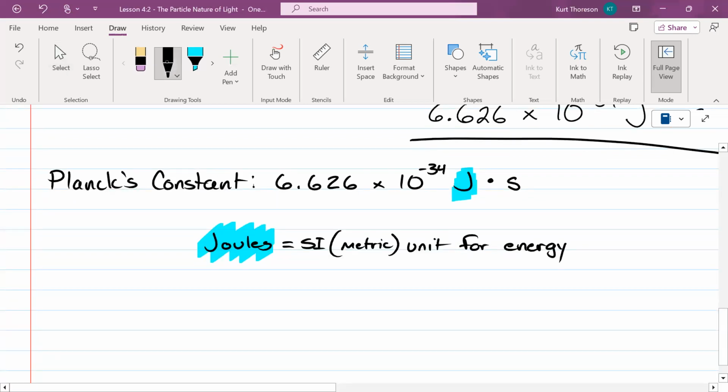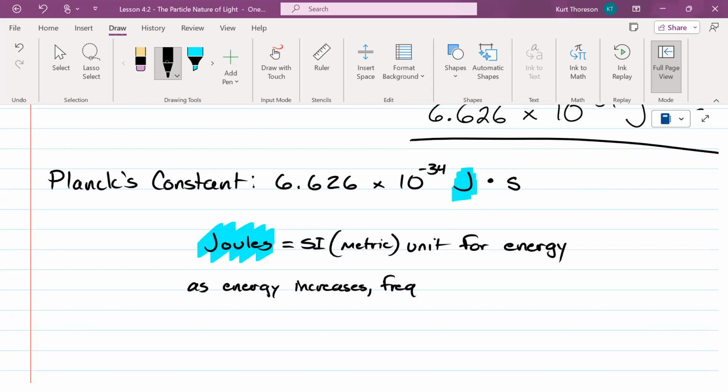Now, the relationship that joules has with frequency is direct. So as energy increases, frequency increases. So the words energy and frequency can be interchangeable. The frequency of gamma rays is very powerful. So gamma rays have a lot of energy. Radio waves have very low frequency, so they have very low energy.